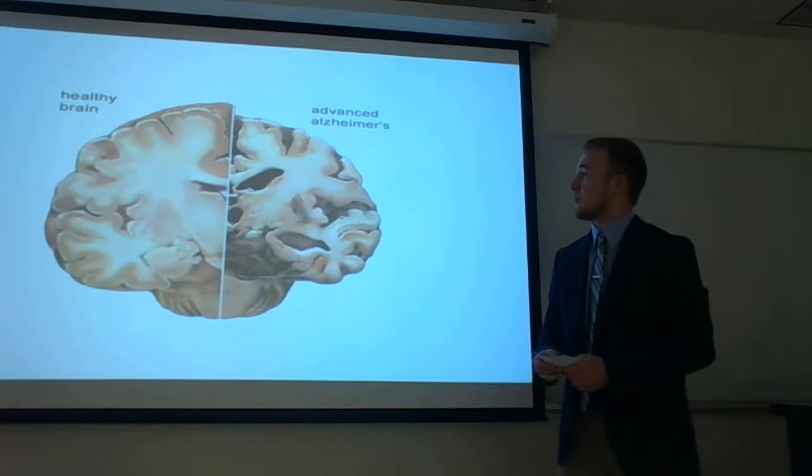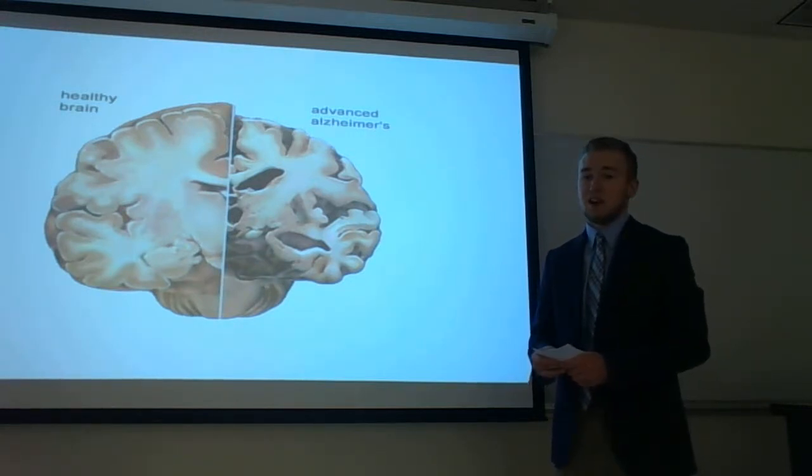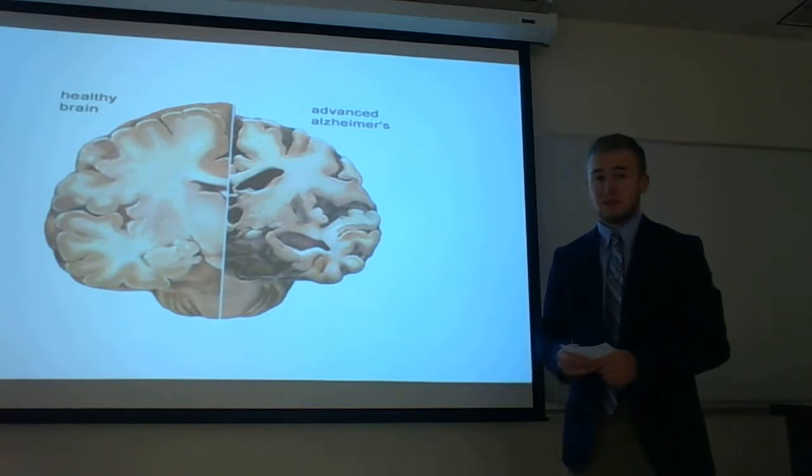So first, what Alzheimer's is. Alzheimer's is a form of dementia that causes problems with memory, thinking, and behavior. This is due to the deterioration and degeneration of the brain. And as you can see in this graphic, there's a healthy brain there on the left and a brain in the advanced stages of Alzheimer's on the right. And it's pretty obvious how deteriorated the brain is on the right.